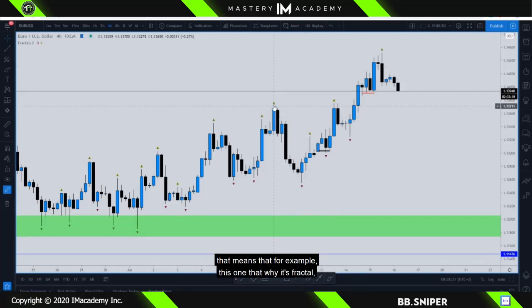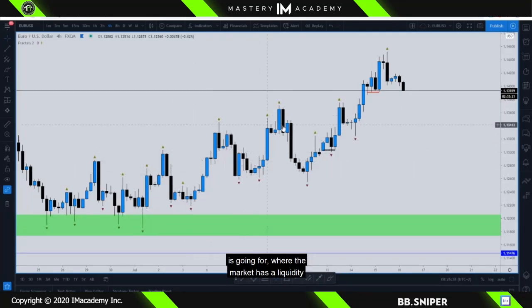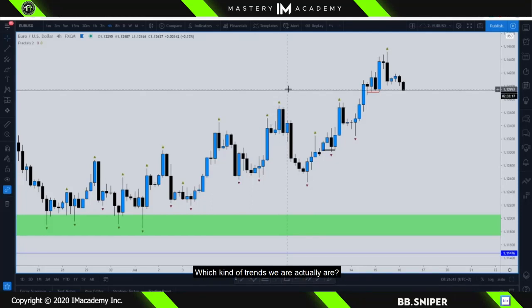That means that, for example, this one, that's why it's a fractal, because we have a lower high over here and a lower high over here, a lower high over here and a lower high over here. So that's a 5 candlestick pattern, right? So fractals like this could also be giving you the sense where the market is going, where the market has the liquidity, and what the market is actually doing, which kind of trend we actually are in, right?